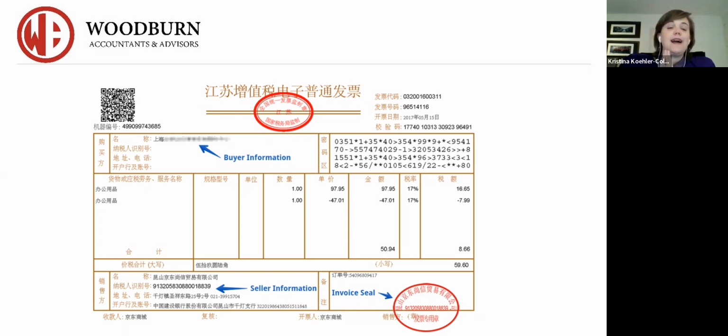Now, we are all human. We all make typing errors. But if you make a typing error on a Fapiao, it will be considered as illegitimate. And you would have to go through a process of canceling it to then be able to reissue it.